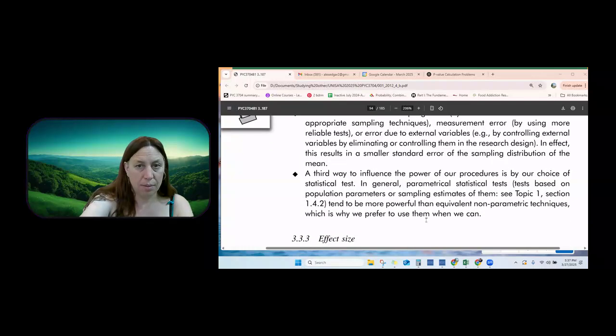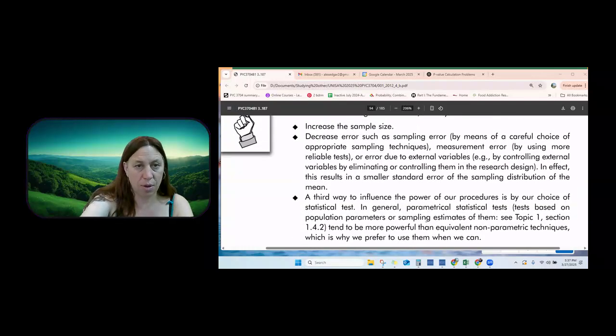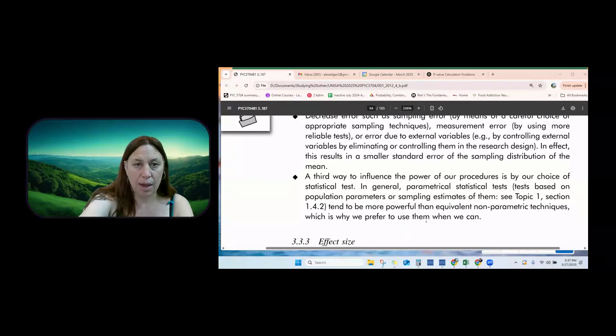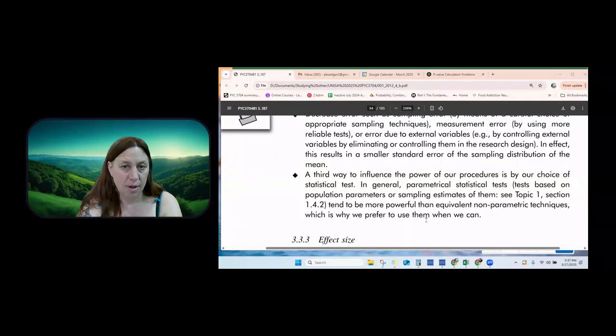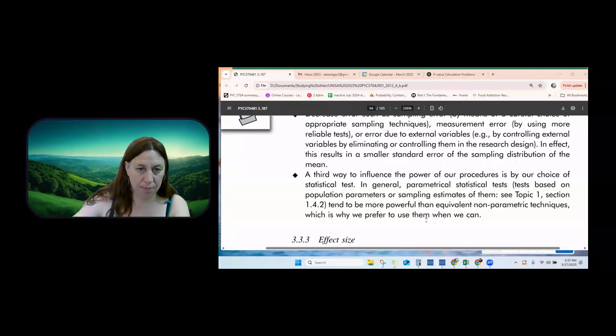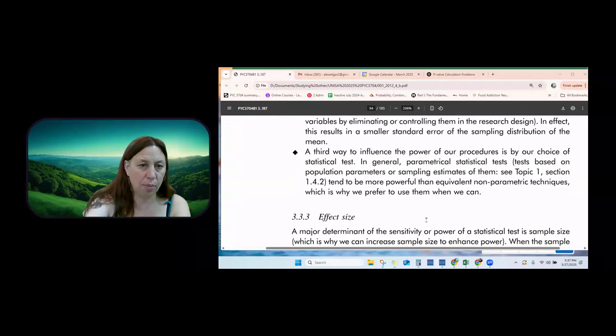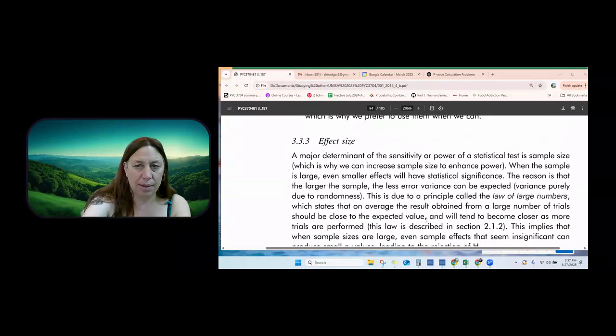Third way is the choice of statistical test. So parametric statistical tests are better than non-parametric techniques, so we prefer to use them. And we'll see more about what kinds of tests there are as we go through the book. Okay, effect size.